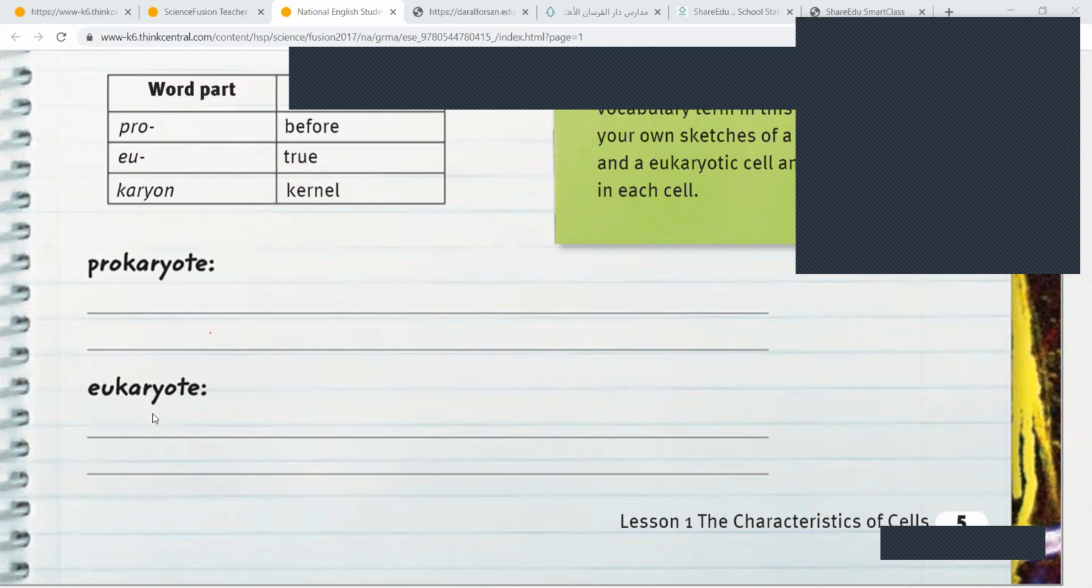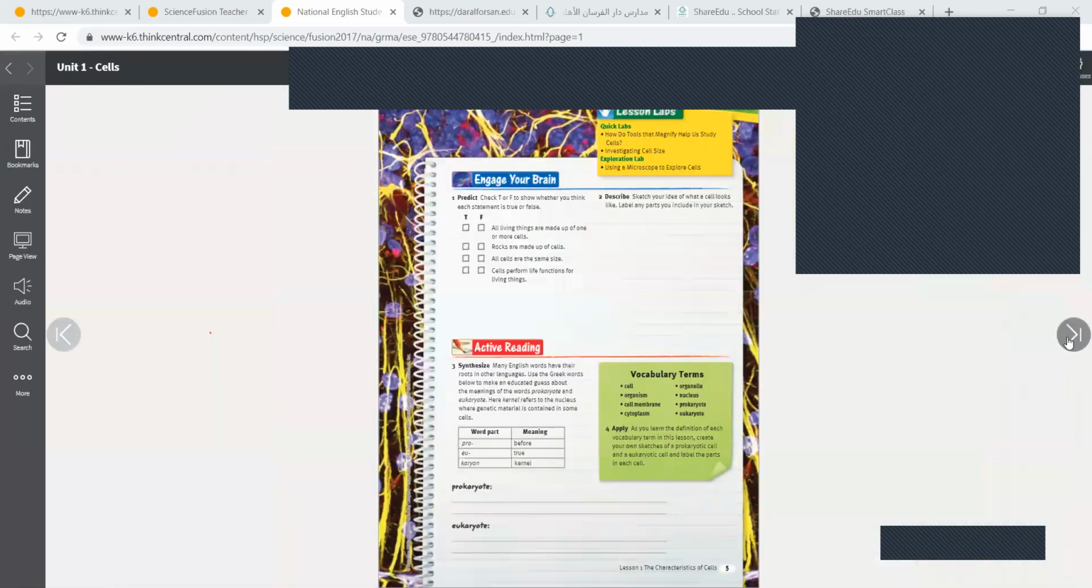And eukaryote has more than one cell, multicellular. Excellent. This is for the first page of the lesson.